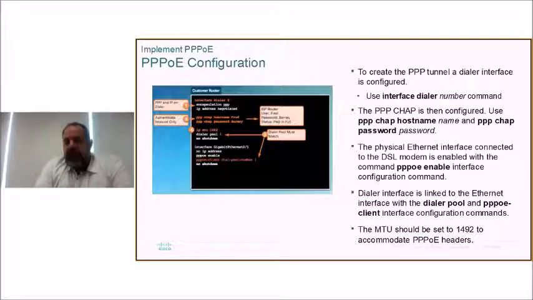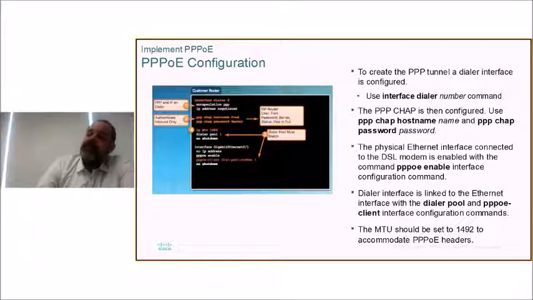And so the physical Ethernet interface is connected to the DSL modem, is enabled, and then you do PPPoE enable, and away you roll. Now, like I said, I was having a little bit of trouble with GNS. It didn't like me moving to a different network. And the reason I care about that is because PPPoE is not supported on Packet Tracer. So you either need to use hardware or GNS3, basically.